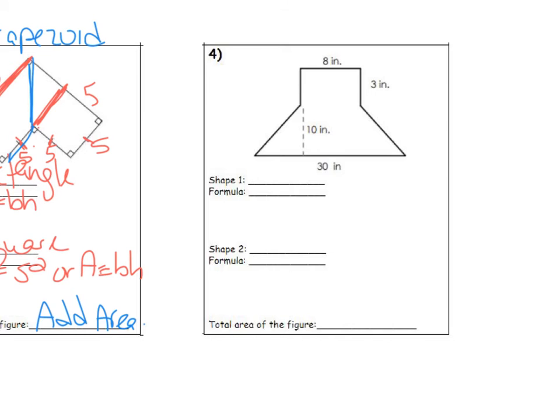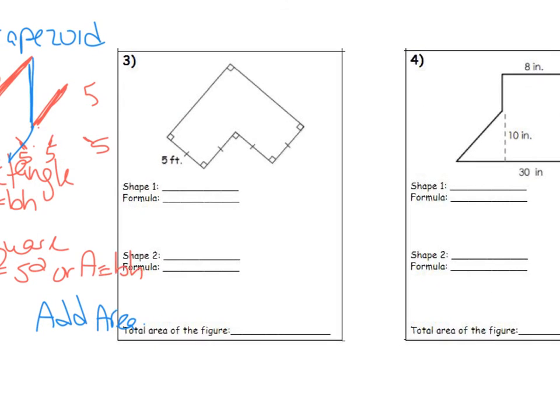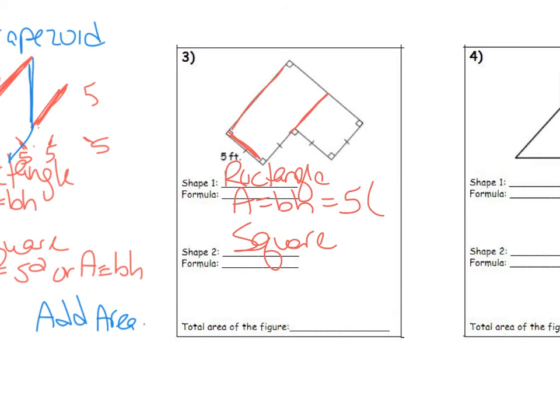So now that we have the two parts of this, I'm going to go ahead and move it over so we could actually find the area of the 2 figures. So in this case, we have a rectangle and a square. Now to find the area of the rectangle, A equals base times height. So that's going to be 5 times, I need to find out this measurement.